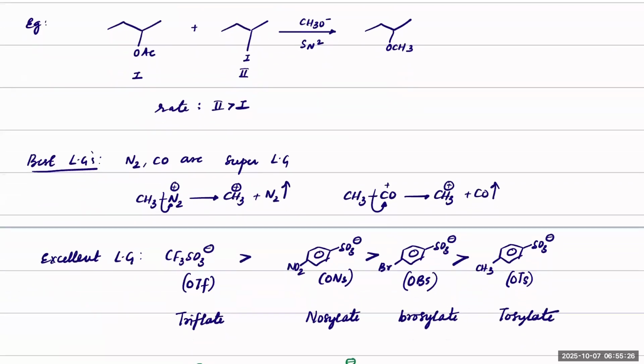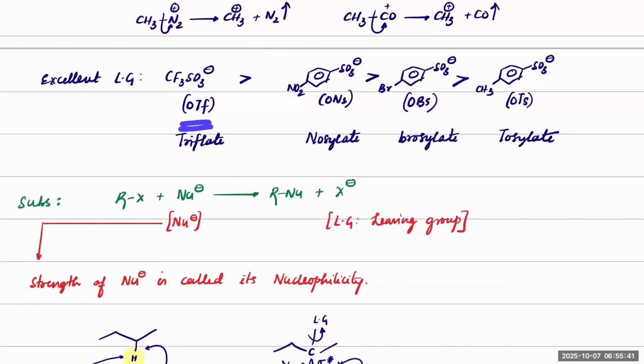Got it? Next. N2 and CO are excellent leaving groups. That means if they are directly connected to an alkyl halide, like N2 plus or CO plus, they can leave very, very easily. Apart from this, OTf, that means CF3SO3 minus, known as triflate, ONs which is nosylate, OBs brosylate, OTs tosylate. This is the order of the leaving group, and all of them are excellent leaving groups.